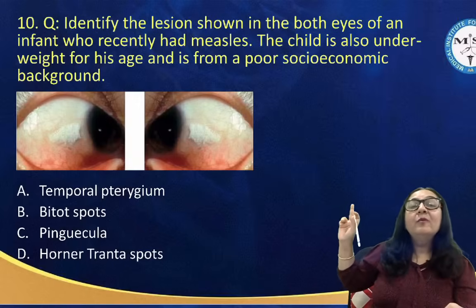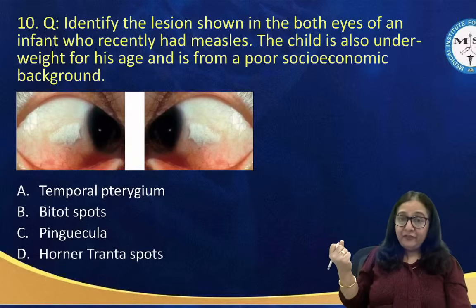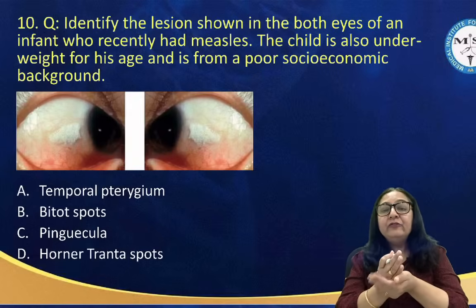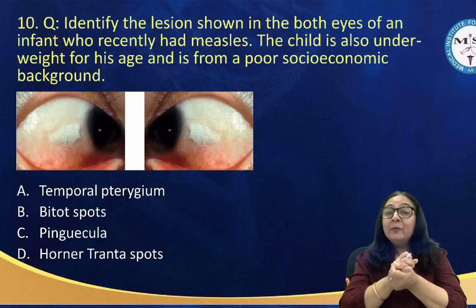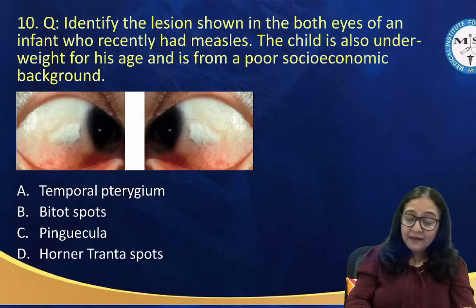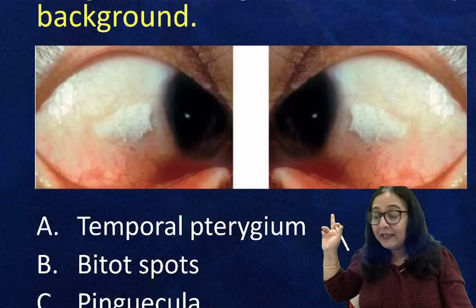So a patient who has measles. Measles most of the time leads to malnourishment. Okay, it leads to nutritional deficiencies. The child is also underweight, of poor socioeconomic status, and if you see this image, you should be able to make a diagnosis based upon the image itself.